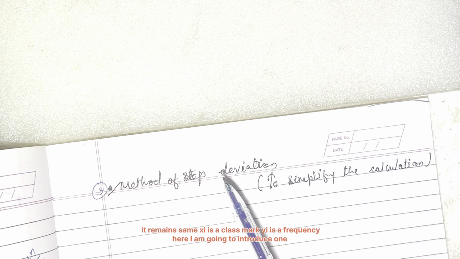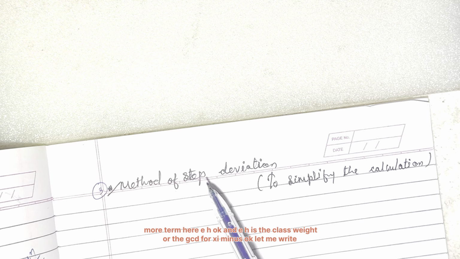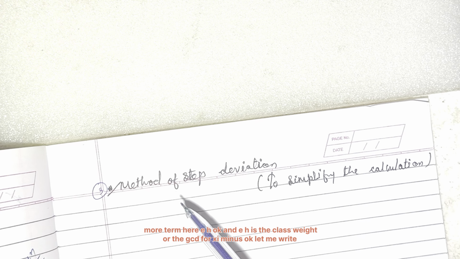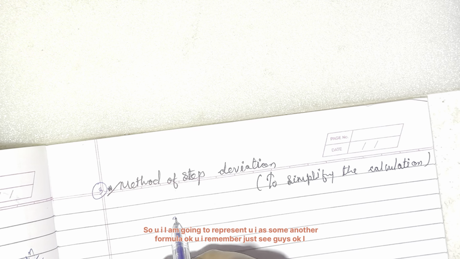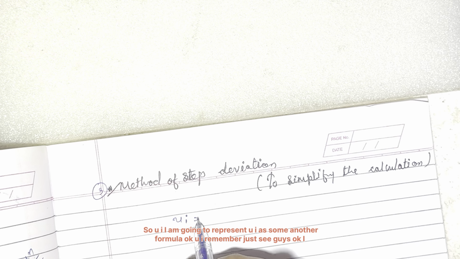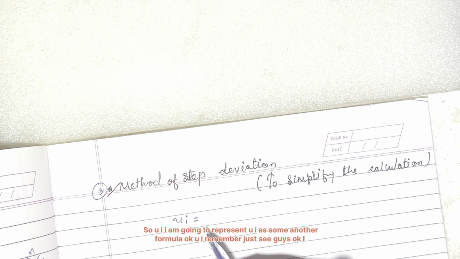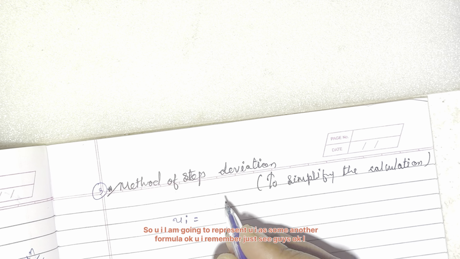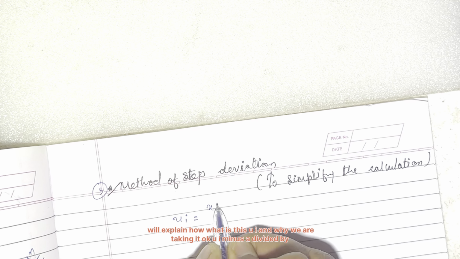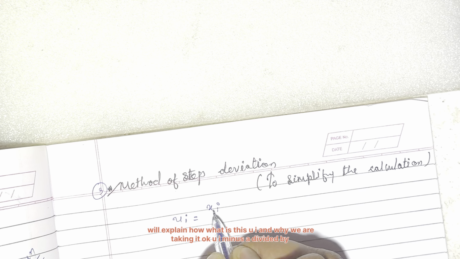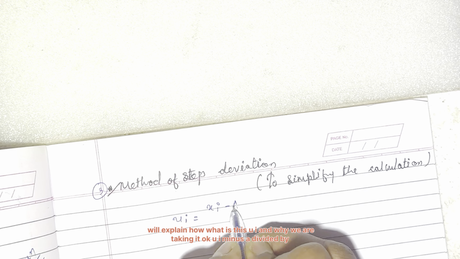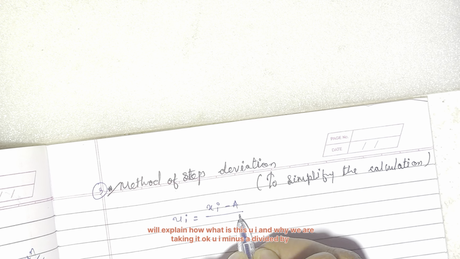Here I'm going to introduce one more term, H. H is the class width, or the GCD for Xi minus A. Let me write this one. So Ui, I am going to represent Ui as another formula. Remember, just see guys. I will explain what this Ui is and why we are taking it. Ui minus A divided by H.